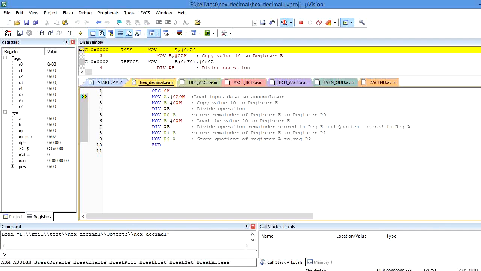And now come to the programming point. As I already told, we need to take some input data value in hexa. Here we are using the instruction MOV A, #A9H. This is the hexa value I am going to store into the accumulator. So after execution, A becomes A9H.